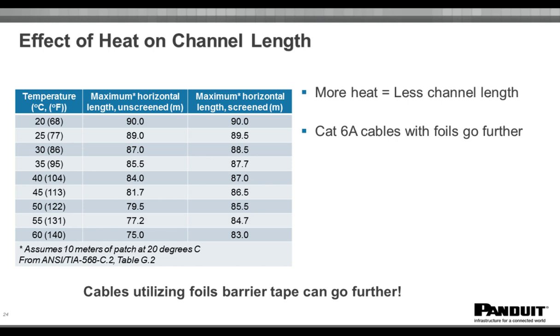So in the middle column, we're showing an unscreened, so that means an unshielded or a UTP cable. And you can see the distance goes from 90 meters down to 75. And on the right side of the table, we show a screened or a shielded cable. And also, foiled cable will also act like this. A UTP utilizing a foil will have the same characteristics as this does. And you'll notice it goes from 90 to 83. So it loses only about half as much as an unshielded cable. So what that means is Category 6A cables with foils go further.